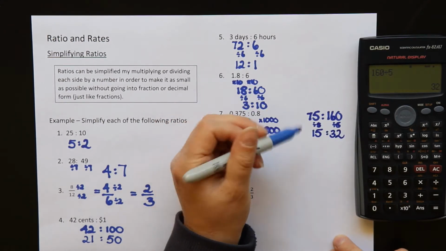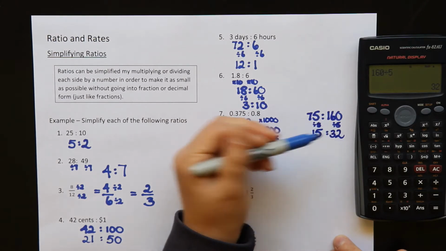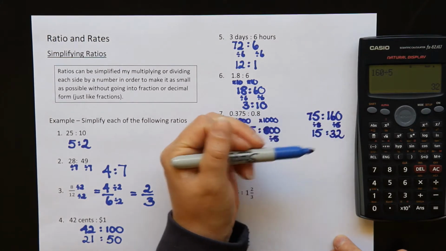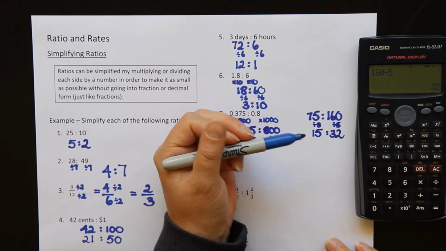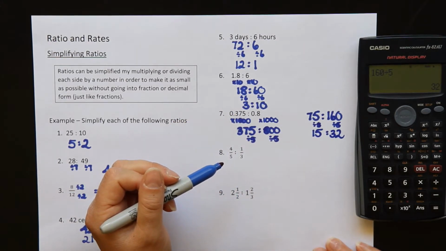Can that be simplified anymore? I could divide this by 3, but that doesn't divide by 3. I could divide by 5, that one doesn't divide by 5. No, it's not going to get any smaller, so my most simplified answer is the ratio 15 to 32.